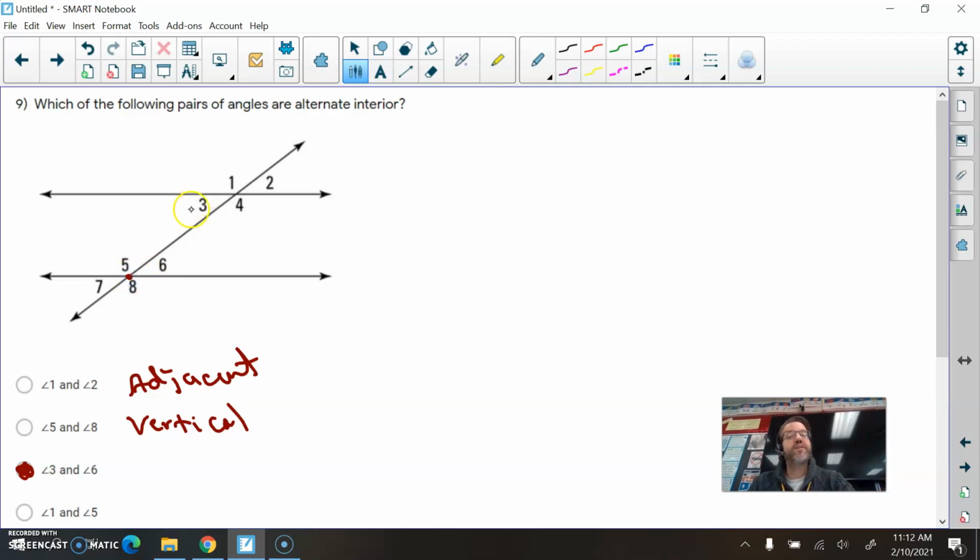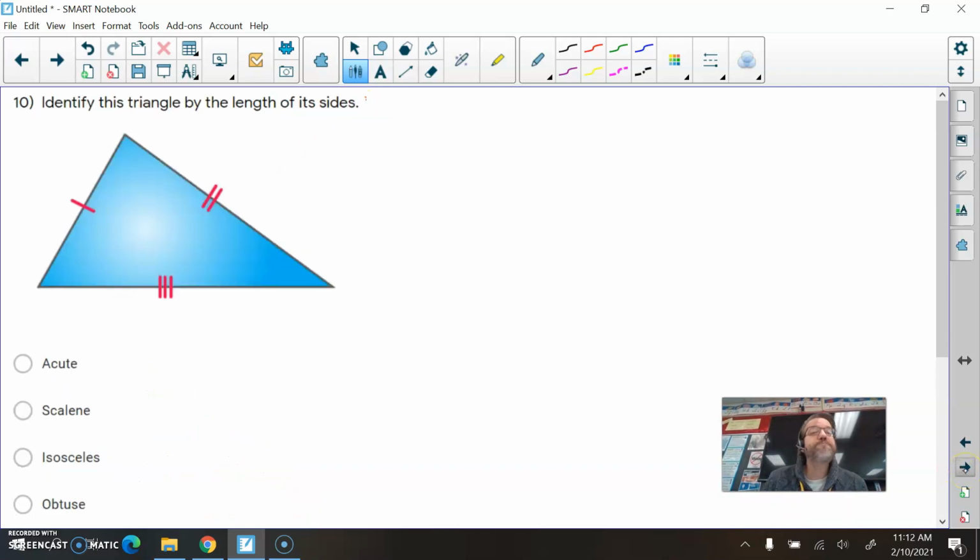3 and 6, yeah, those are alternate interior. 1 and 5, those are corresponding. Okay, so there you go. 3 and 6 are the ones that are alternate interior.